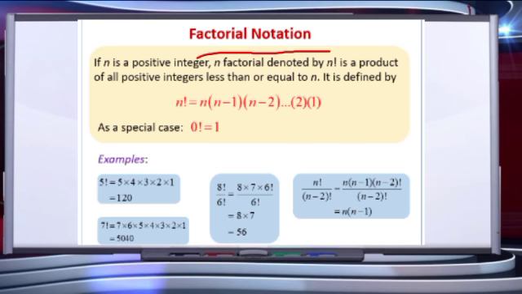If n is a positive integer, then n factorial, denoted by n exclamation sign, is the product of all the positive integers less than or equal to n. It is defined by n factorial is given by n into n minus 1, n minus 2, and so on up to 3, 2, 1. Remember that 0 factorial is 1. So that means factorial of 0 is always 1.